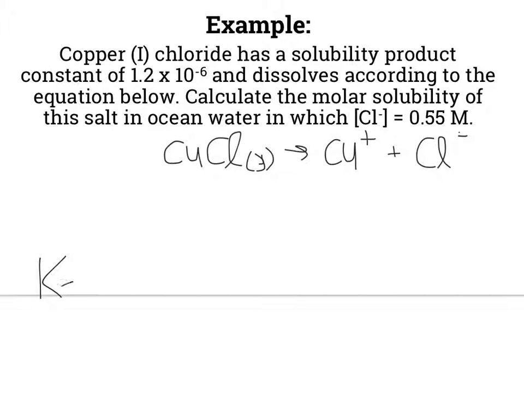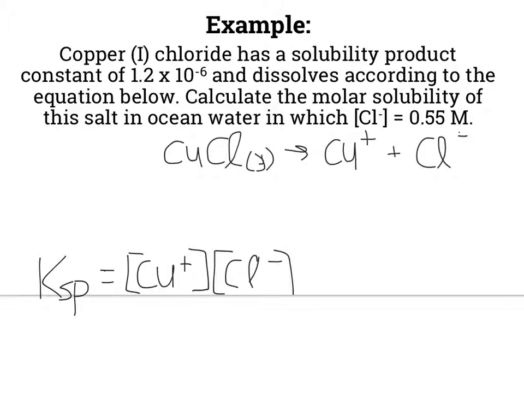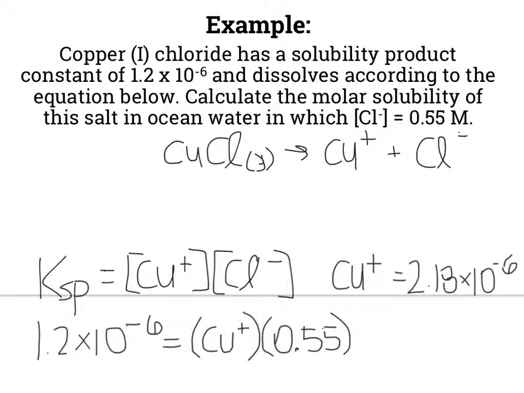Well, let's look at this. Our KSP is equal to copper times chloride. We don't put copper chloride in because it's a solid. So we know this number. We're going to use this number for chloride, and we're going to solve for copper plus. That will tell us how much copper is able to dissolve in this situation, and that basically is going to be our answer. It's not quite, and I'll show you technically what we're doing.